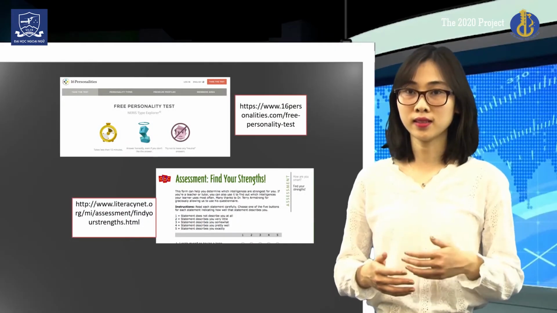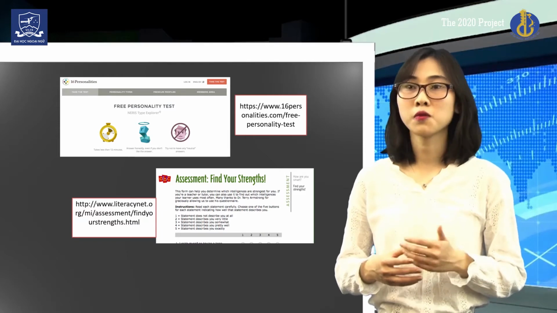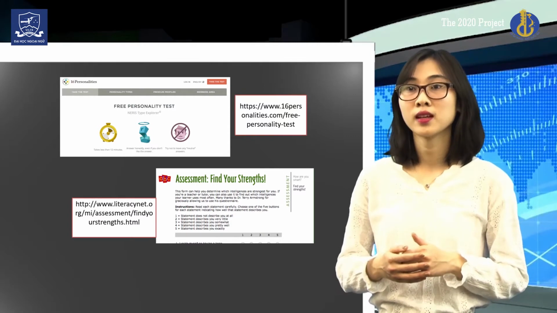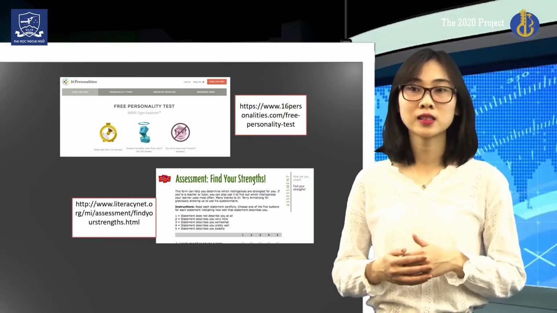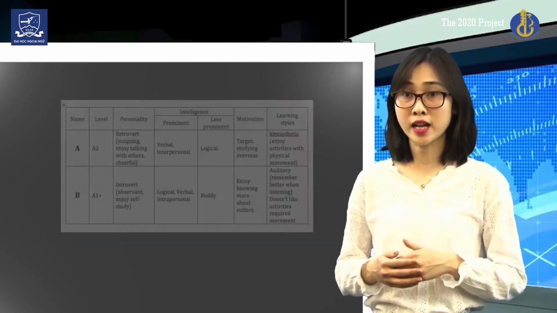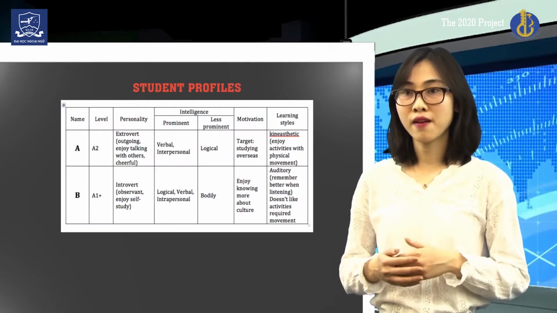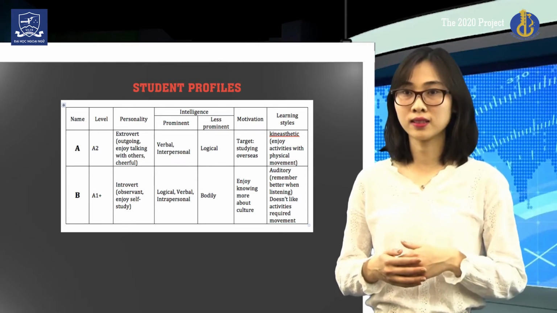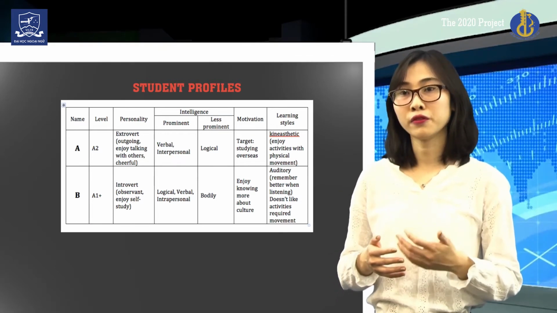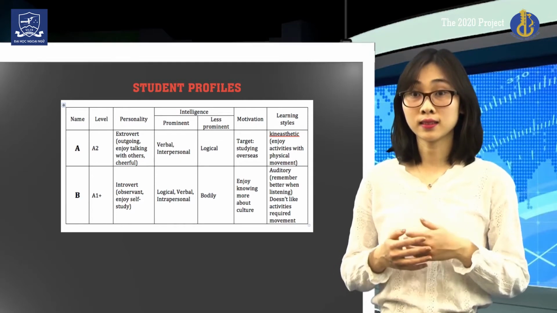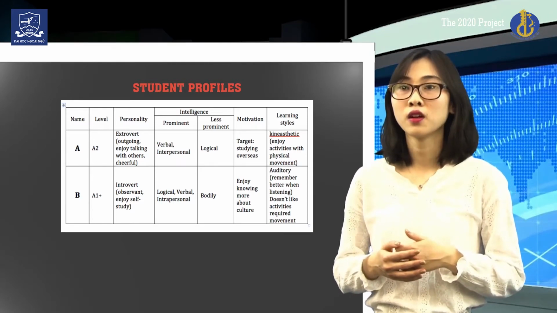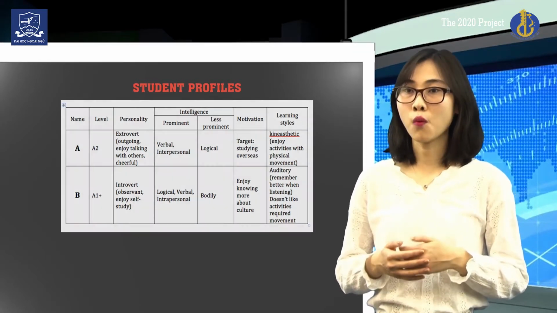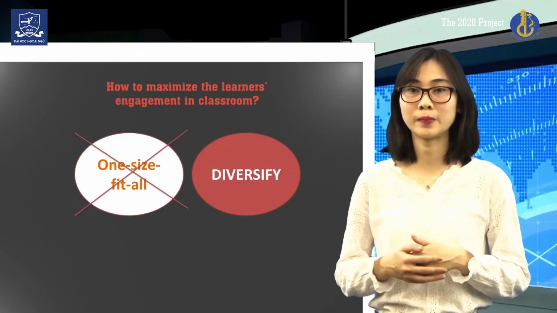We recommend several convenient online tools to identify the learner's personality or types of intelligence. They are 16personalities.com and literacynet.org. After having collected the data, teachers can summarize and categorize the information. You can refer to this model as an example to create a profile of the students in your class and take this as a reference whenever you design any activity.